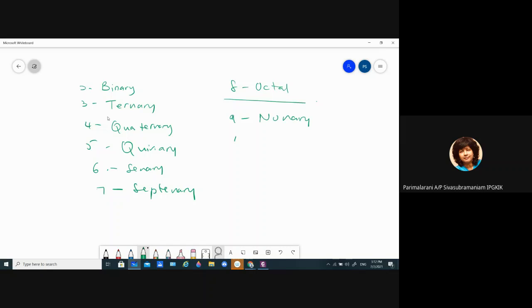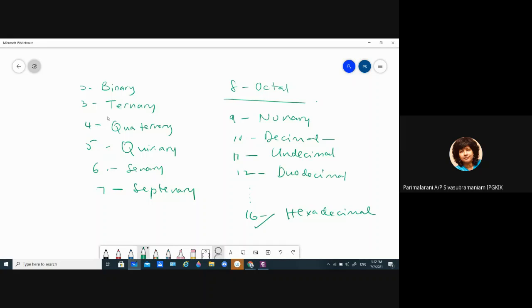Nonary, base 10 is our decimal system, okay? This is our own system here, okay? And then base 11 is also known as undecimal. Base 12 is known as duodecimal. Okay, the rest I'm not sure already, but base 16 is hexadecimal.